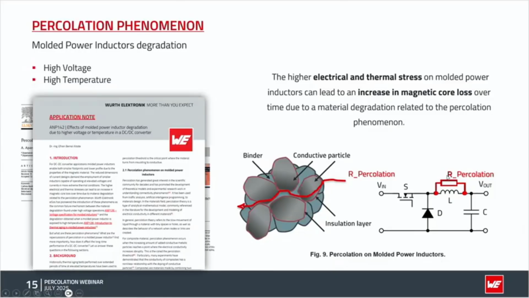So let us say that higher electrical and thermal stress on molded power inductors can lead to an increase of the magnetic core losses or eddy core losses. There is still the open question, okay, are they really eddy current losses or are they a new kind of losses? At the end, it's an increase of the core loss. And that deals with the flow of energy through the material.